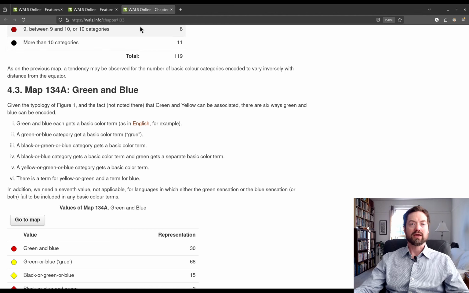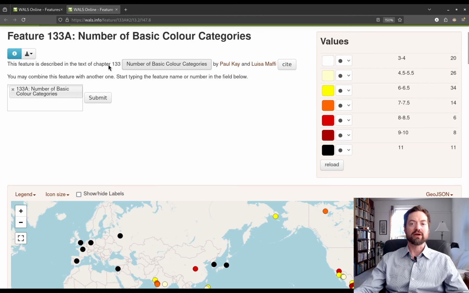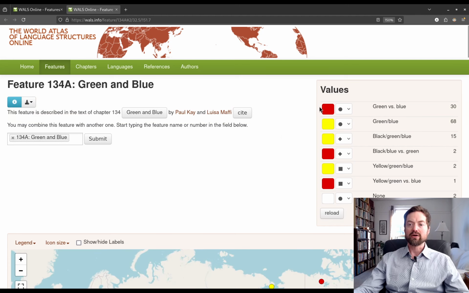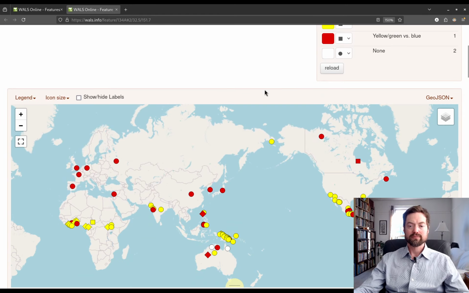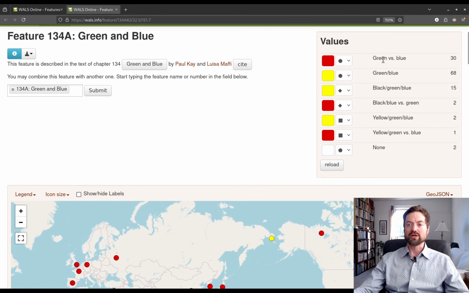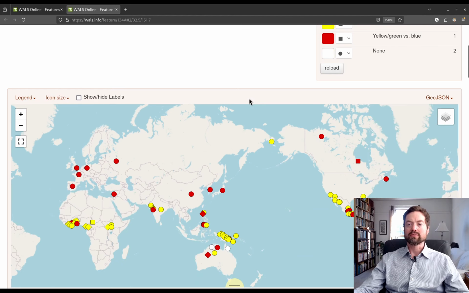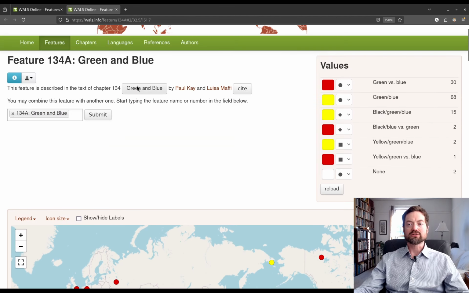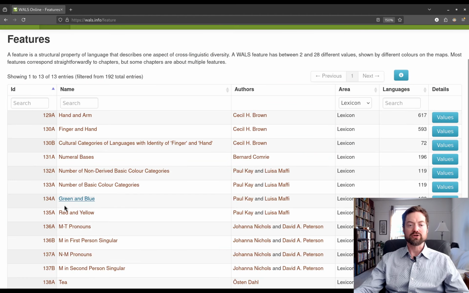For example, one thing that I found surprising is this whole idea of green and blue. There are many languages where green and blue have the same word. Although, of course, we're used to saying green versus blue, many languages treat them as the same color. All over Papua here, most of Central Africa, Central South America. So that's a surprising feature.